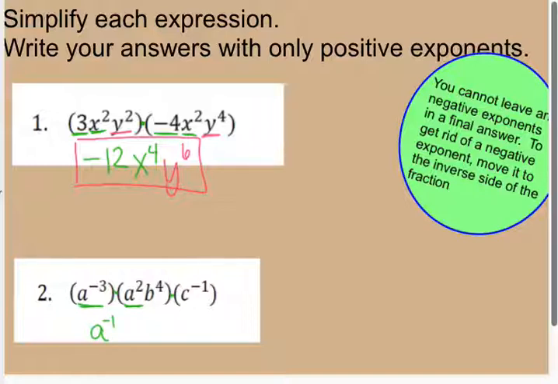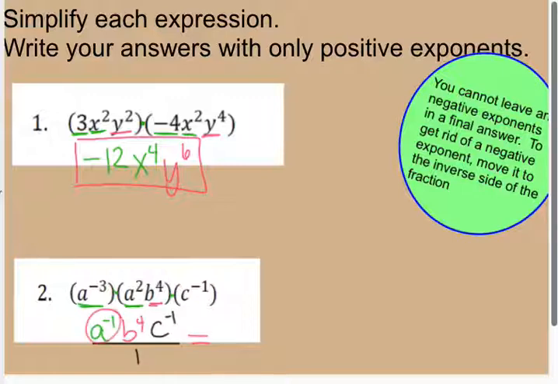Now I look at b. There is only b to the 4th. And then lastly, I only have c left. So it's c to the negative 1. Okay, I've done the multiplication, but now I have to look, do I have any negative exponents? Yes, I do. So if it's negative, I'm going to do the inverse or move it to the other part of the fraction. So remember, all of this is really over 1.